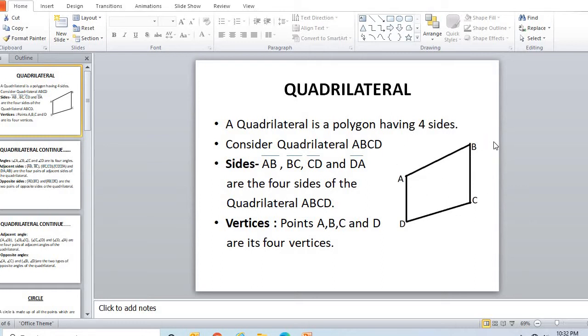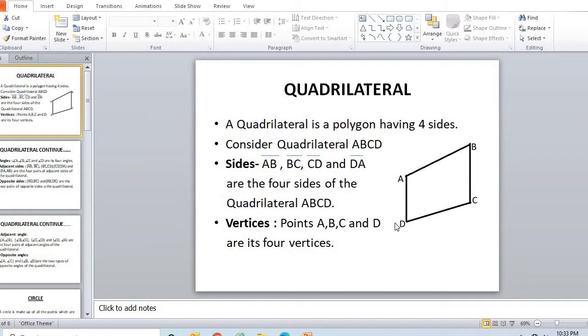See all of you, line segment AB and line segment BC, from here to here, this is called adjacent sides. Okay. Now next, if you start from BC, then it is CD. This is another pair. If you start from CD, then it will be DA. And if you start from DA, then line segment AB. These are the four pairs of the adjacent sides of the quadrilateral.